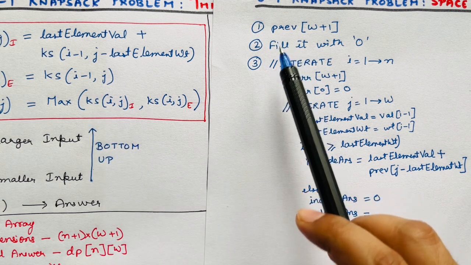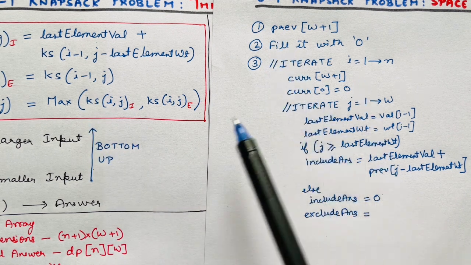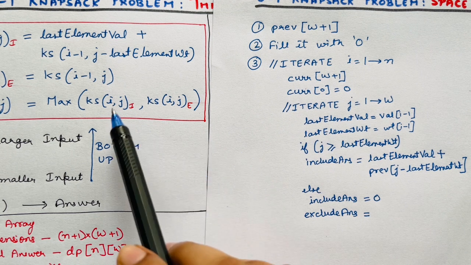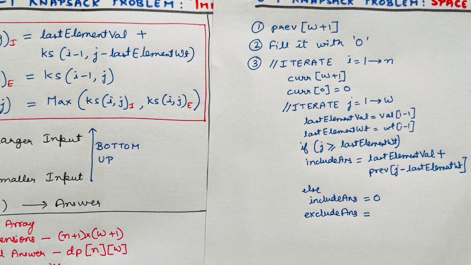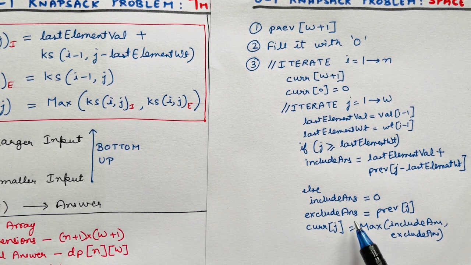This will lie in the previous array as current corresponds to i. And in the previous array it will lie at index j. So this way we will have the exclude answer as well. Now we have the include answer and we have the exclude answer, so we can fill the value at current j. It will be the maximum of the two.